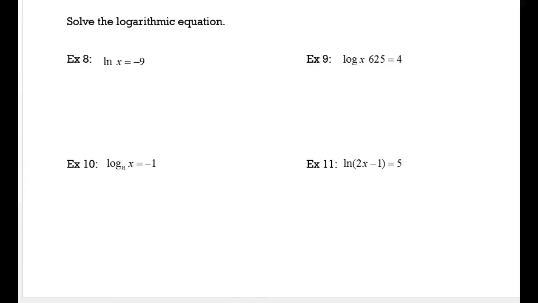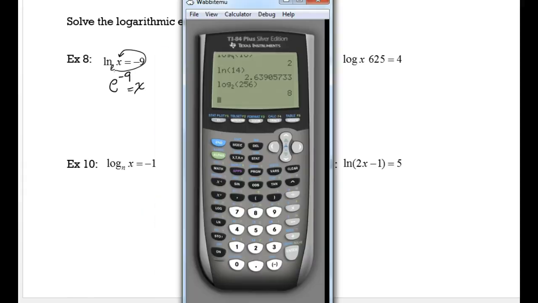All right, so looking at the next one, we're going to use some natural logs here on this one. So I would solve the logarithmic by making it an exponential, remembering what my base is. If it's a natural log, my base is e, so I'm going to swirl this out. So e to the negative 9th is equal to x. So I put that in my calculator. E is up here, it's the blue one under natural log, so second natural log up to the negative 9th power, and I get this giant number.